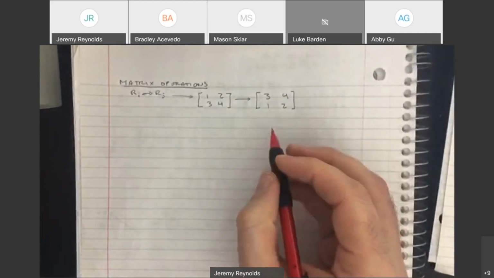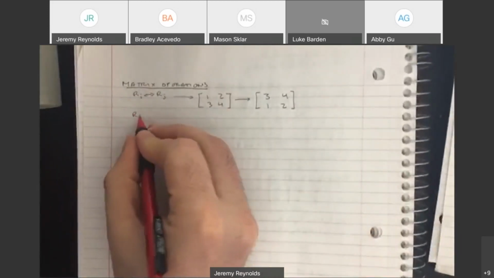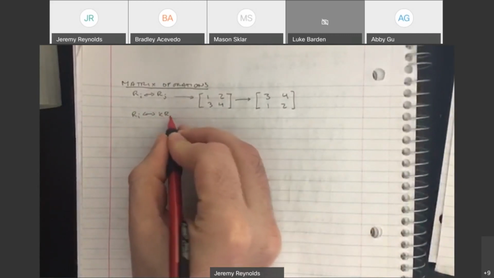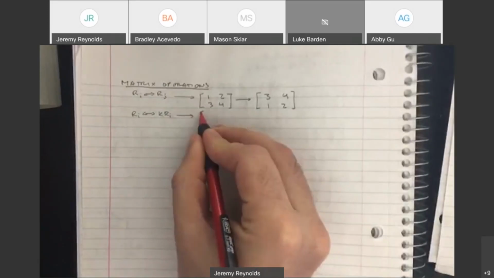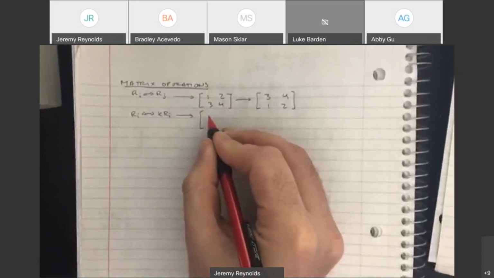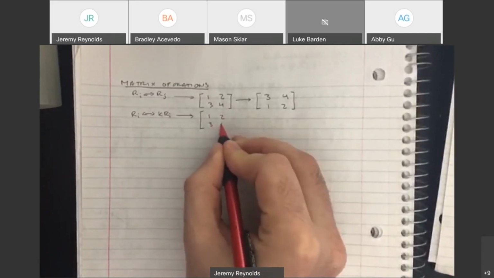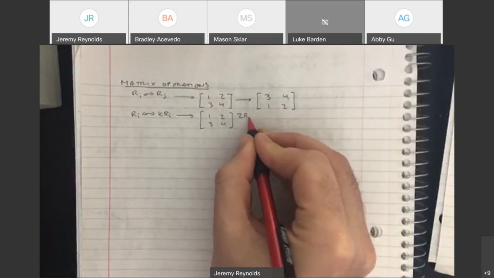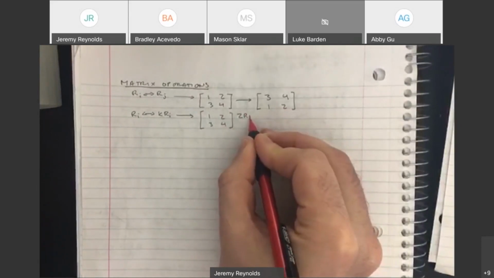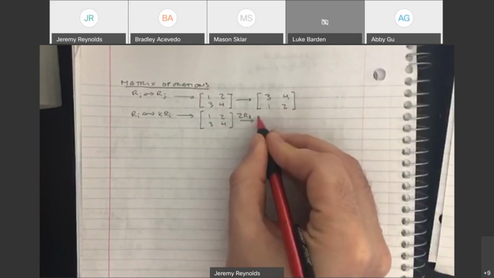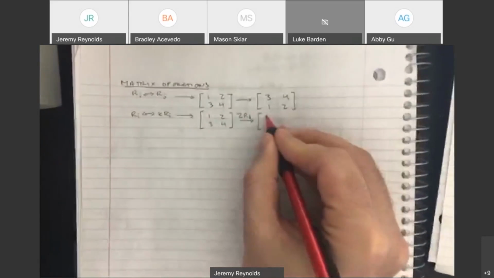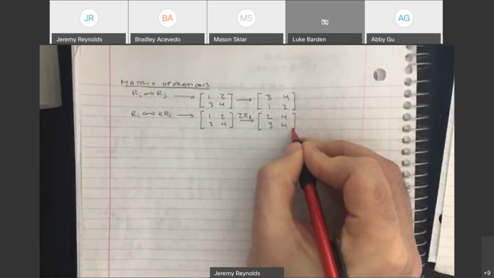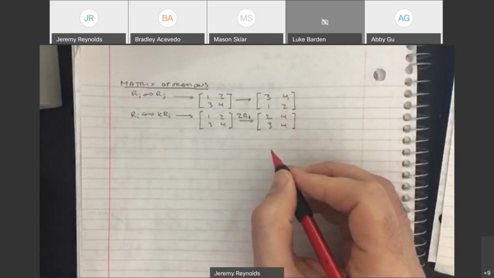What else can I do? So I can take a row and I can replace it with a constant times that row. So what does that mean? I can take the same matrix and I can multiply the first row by 2 to get 2, 4, 3, 4. And once again, these are equivalent matrices.